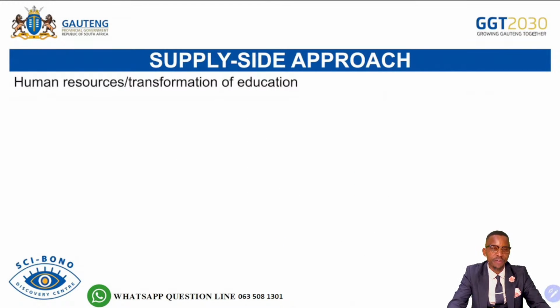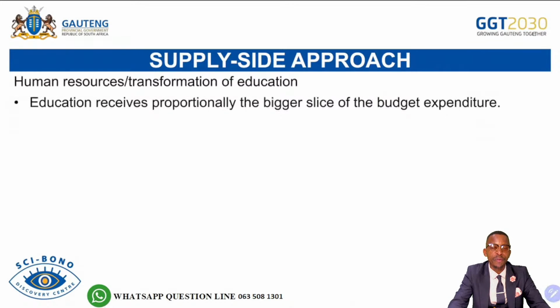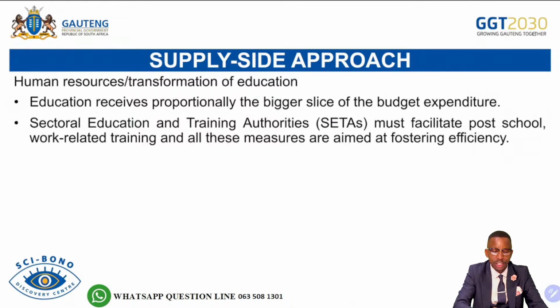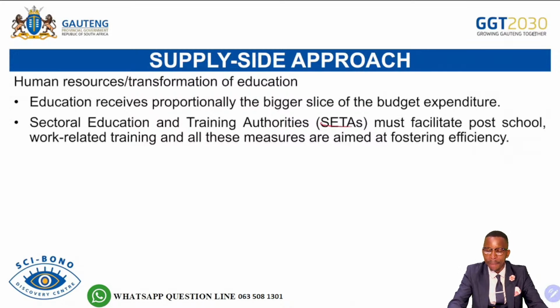Human resource development or transformation of education. In this case, we refer to improving educational opportunities and skills to people so that they can be employable and marketable. So this one is a part of government spending, as government has to provide skills to people. It is planned on the main budget. It takes a huge portion. The Sector Education and Training Authorities (SETAs) must facilitate post-school work-related training, and all these measures are aimed at fostering efficiency, because remember, once the human resource or labor force or workforce is skilled, they become more efficient as they can produce more goods in less time, and also spend fewer resources without any wastage.